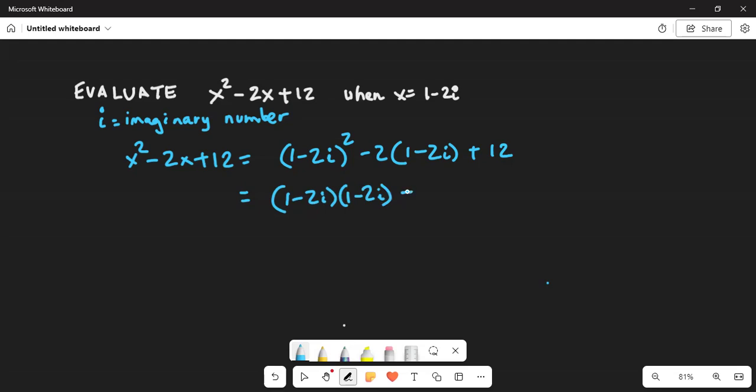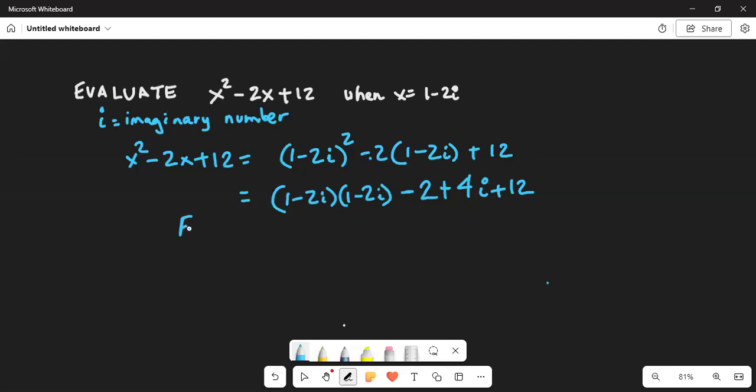And then I distribute or multiply by minus 2 to each of the terms in the parentheses. So minus 2 times 1 is minus 2. And then minus 2 times minus 2i. Two minuses will make it plus. And 2 times 2 is 4i plus 12.